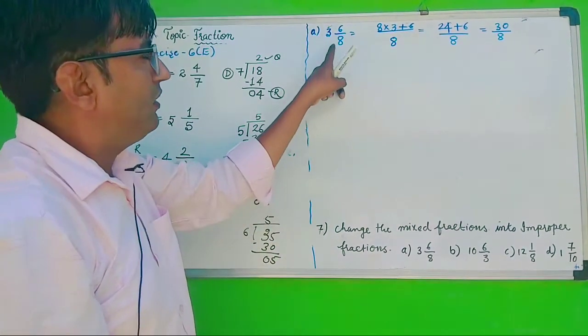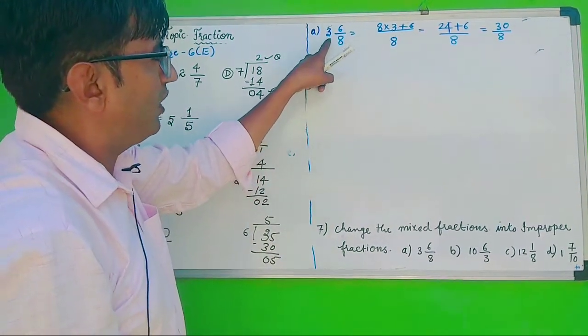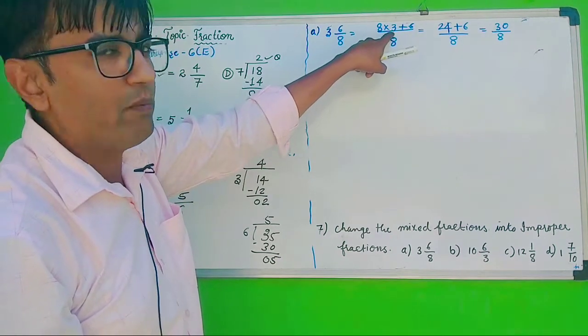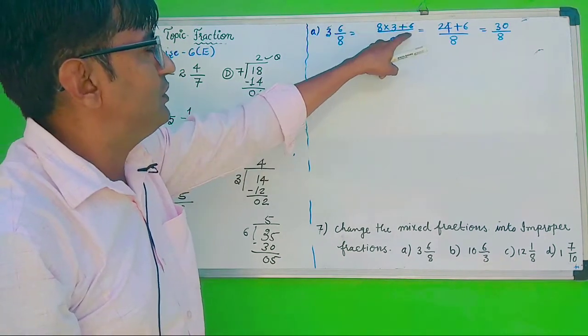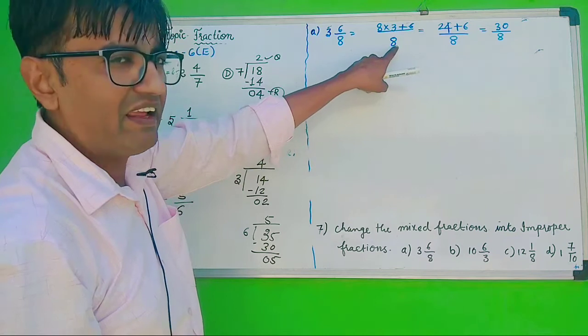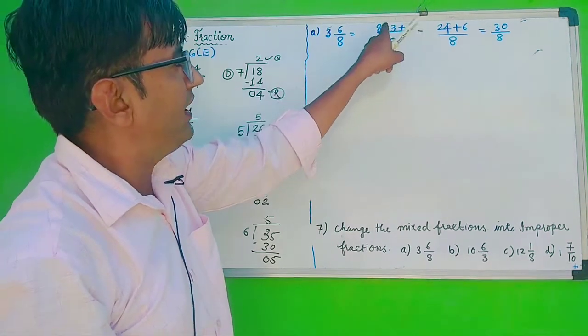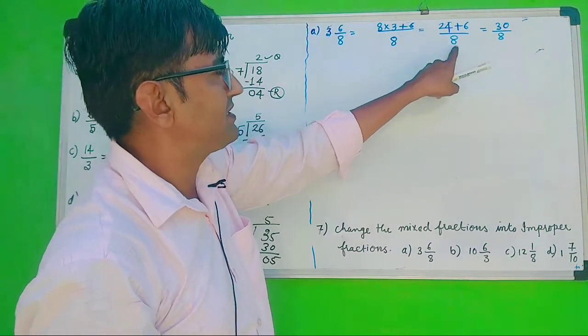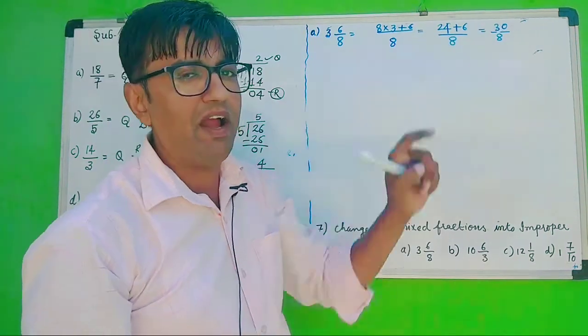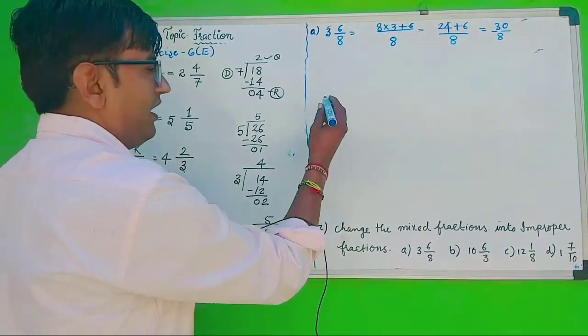I am repeating again. You multiply denominator with whole number. 8 into 3 we have multiplied, plus numerator 6. Write 8 as a denominator. 8 3s are 24 plus 6 by 8. 30 by 8. Okay? Then B.